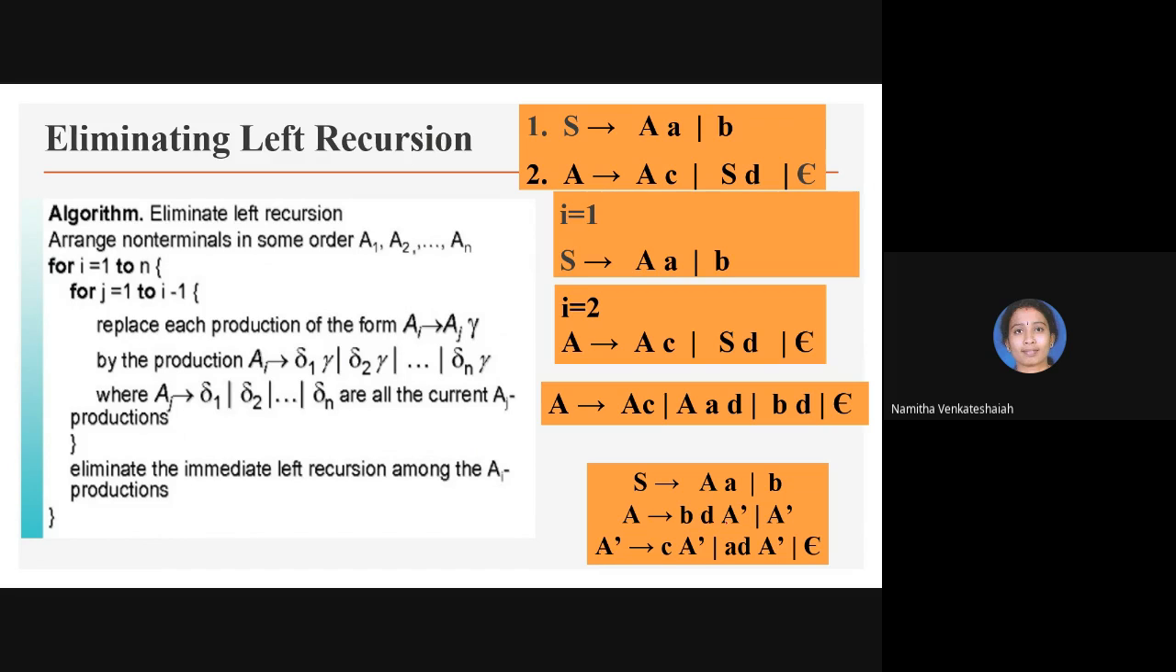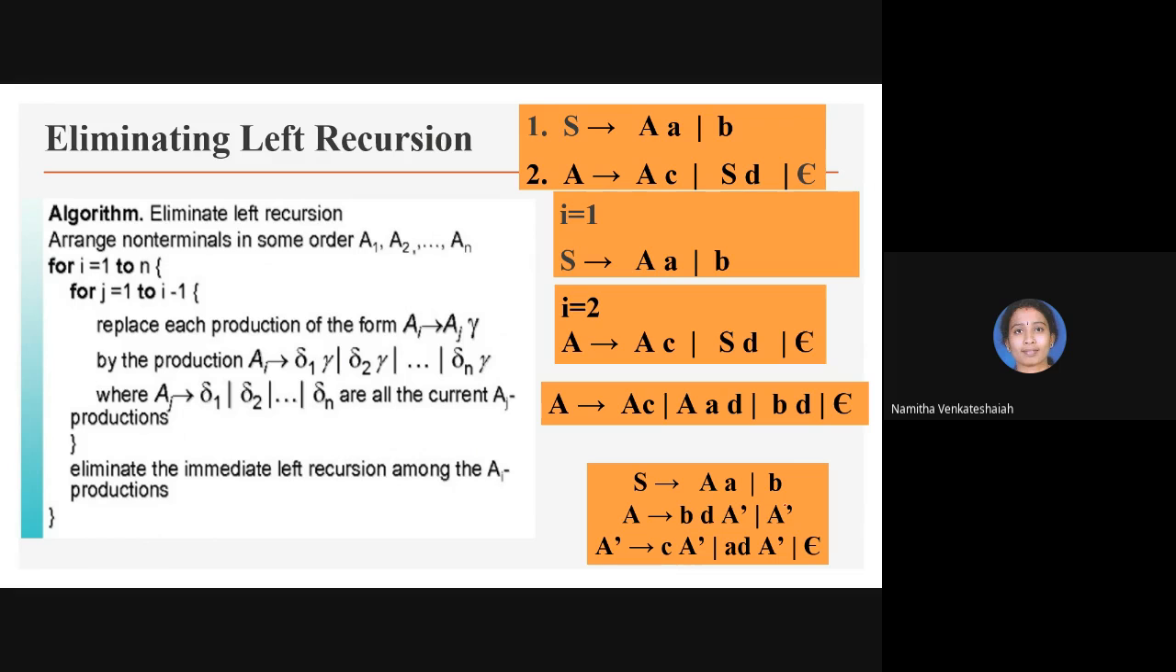A produces according to the formula. Just recall the formula once again. So A produces beta A dash. What is beta? BD is beta, so BD A dash. Epsilon is beta, so epsilon A dash. Need not write epsilon because epsilon means nothing. So this is how we solved eliminating left recursion.